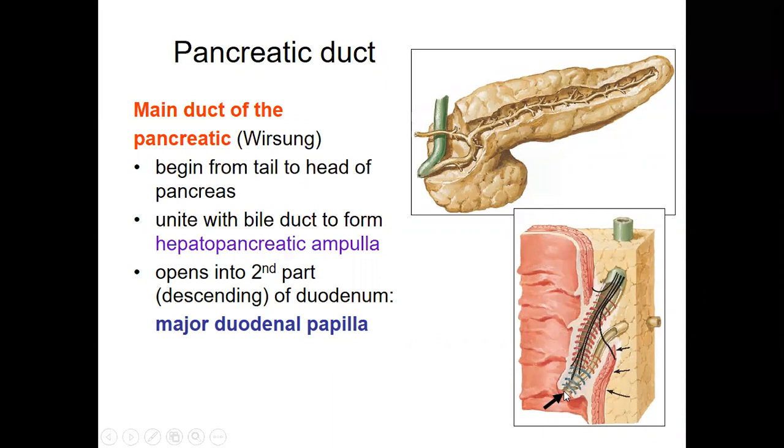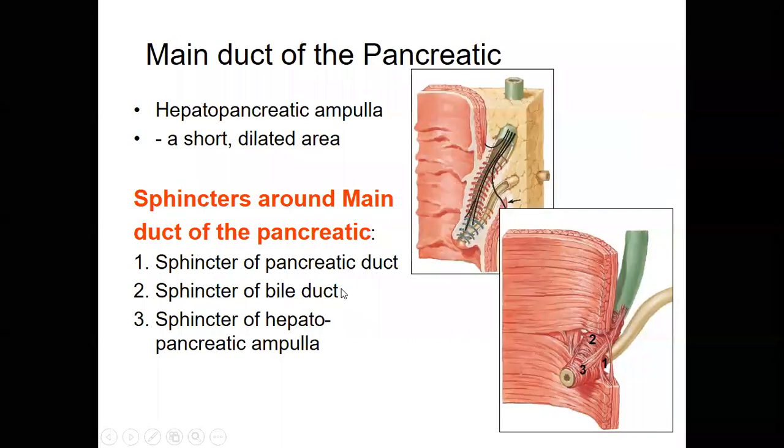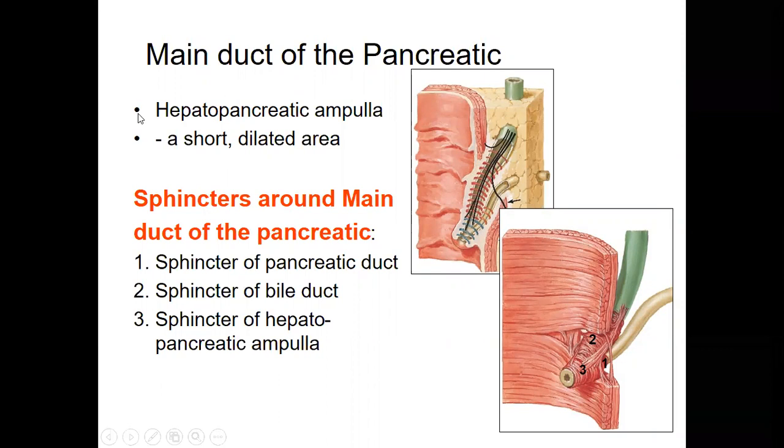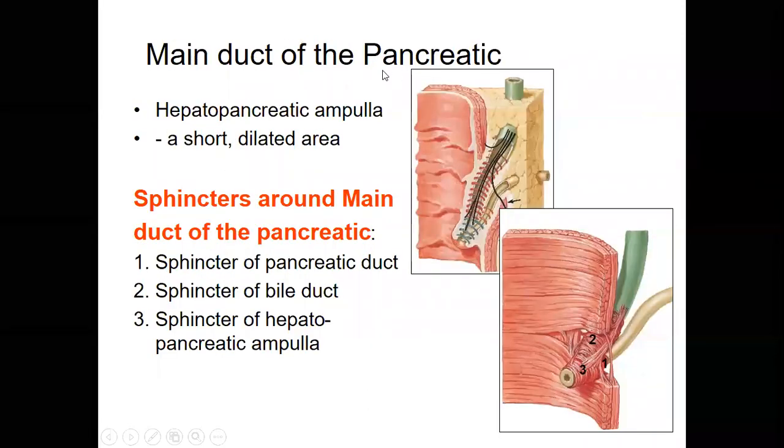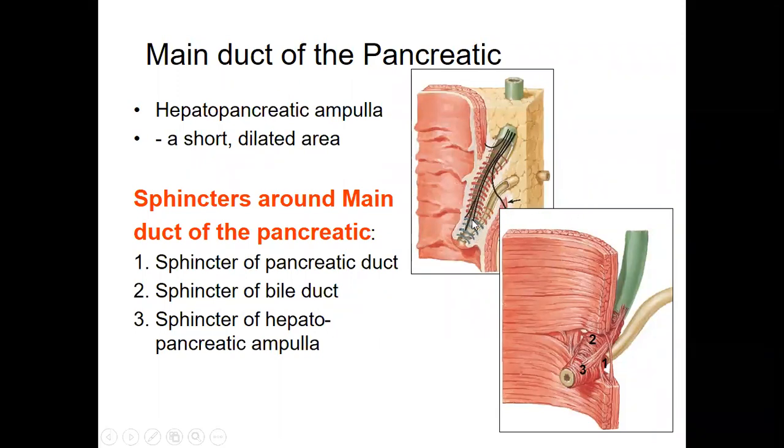So there is a slightly protruding area here, and this is the major duodenal papilla. That is the main pancreatic duct, the main duct of the pancreas. And the hepatopancreatic ampulla here is the dilated portion. It is short, a dilated area.